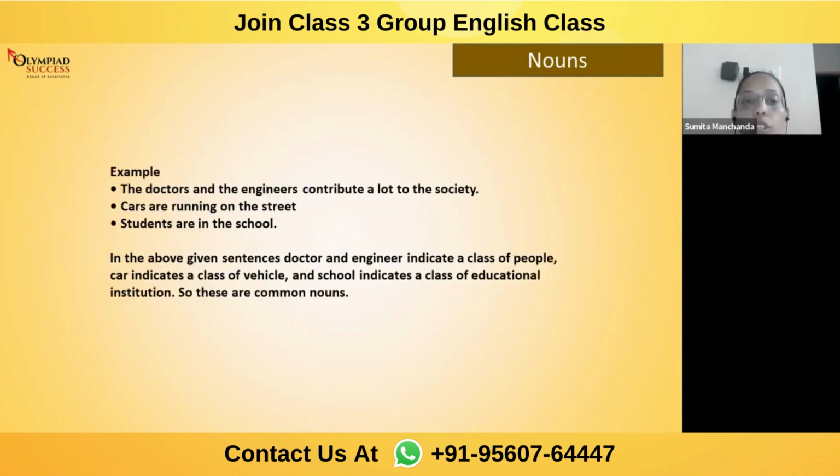Now see, the doctors and the engineers contribute a lot to the society. Now in this sentence, doctors and engineers are taken to be there as a common noun. I'm not telling you the name of any one particular doctor or the name of any one particular engineer. I'm simply, and in a very common way, saying doctors and engineers. So you don't know the name of any among these. So these are taken to be there as a common noun.